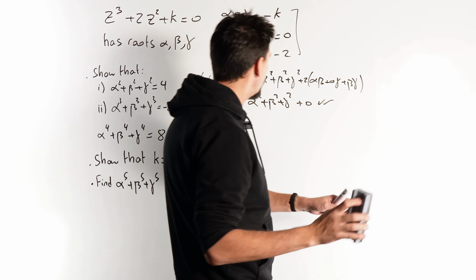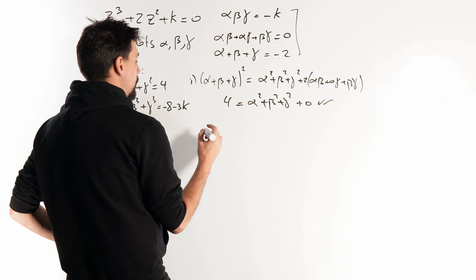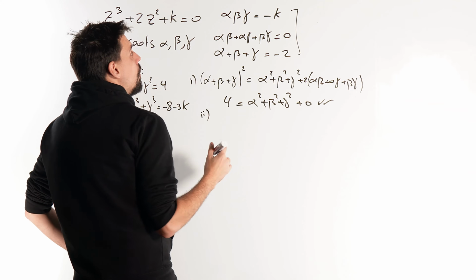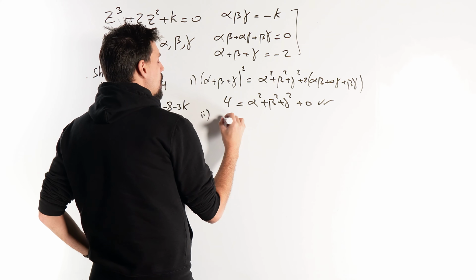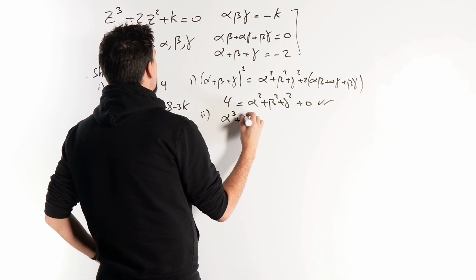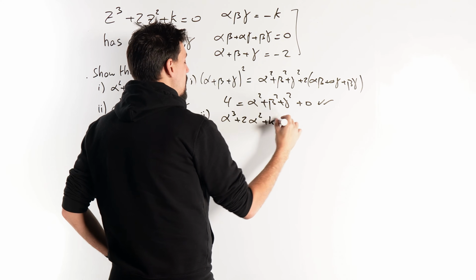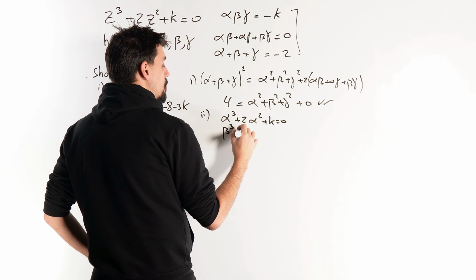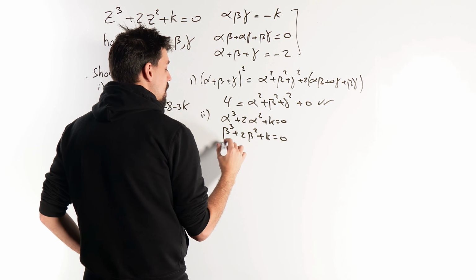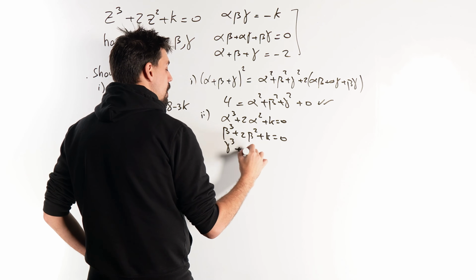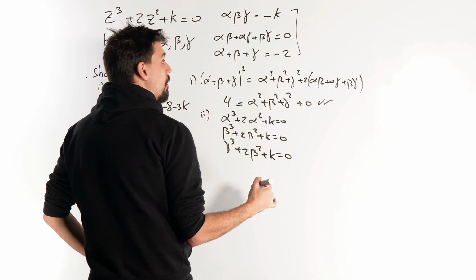Right. So instead, what are we going to do? Well, we know that alpha, beta, and gamma are solutions to that. So if we plug them in, that's alpha cubed plus 2 alpha squared plus k equals 0. It's beta cubed plus 2 beta squared plus k equals 0. And it's gamma cubed plus 2 gamma squared plus k equals 0.